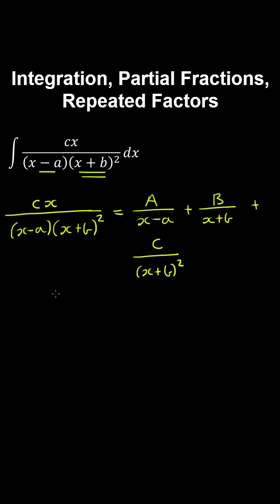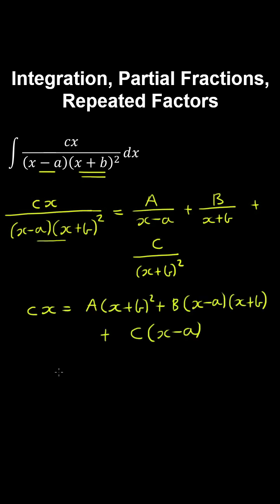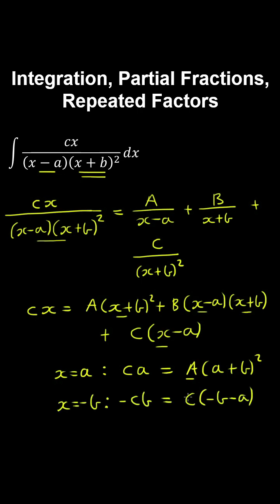And now we can follow the same procedure by multiplying through by the factors in the denominator. So we obtain the following expression. Now if we set x equal to a, well this term disappears and so does this term. And then we can solve for the constant a, and in a similar way we can set x equal to minus b, and then we can solve for c, and then you can equate the coefficients of x and obtain b. And once we find those constants a, b and c, this sum is much easier to integrate than this rational polynomial function over here.